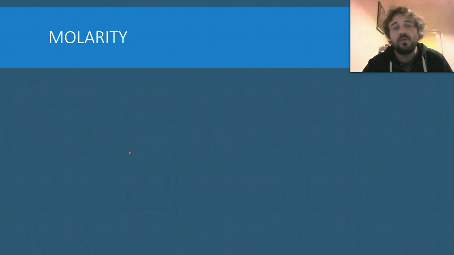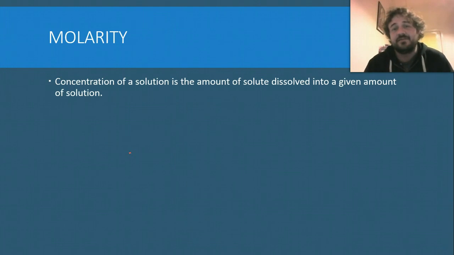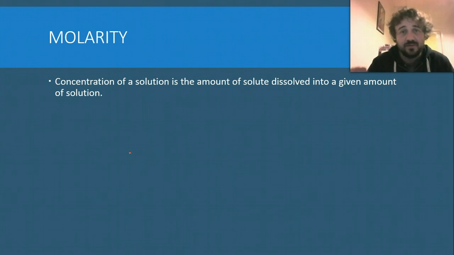All right. So what is it? It's basically the amount of solute dissolved into a given amount of solution. Now remember, molarity or moles is just a number. It's just a count. It's like a dozen. We've talked about it before. You should know what moles are by now. If not, review those earlier videos. Okay, so moles, it's the number of moles of solute dissolved into a given amount of solution.